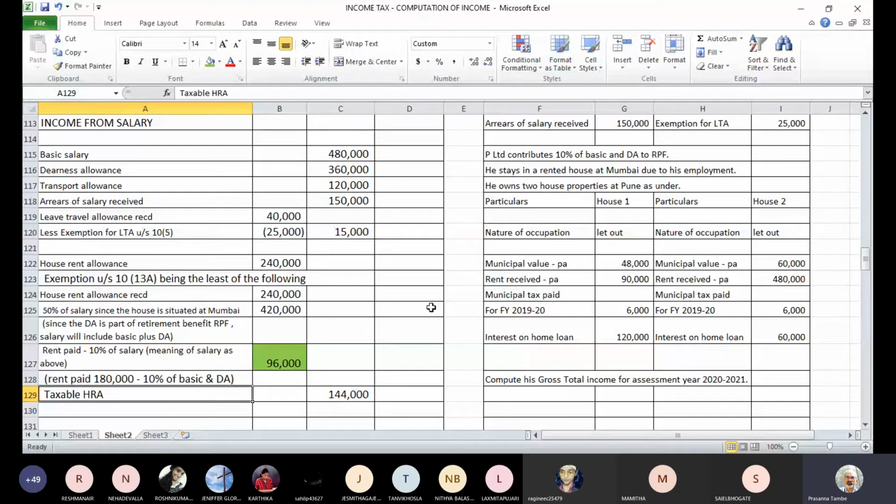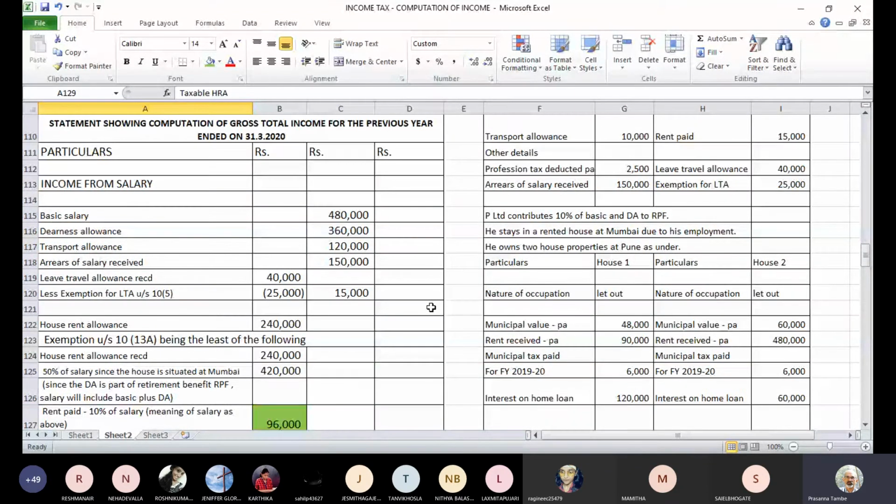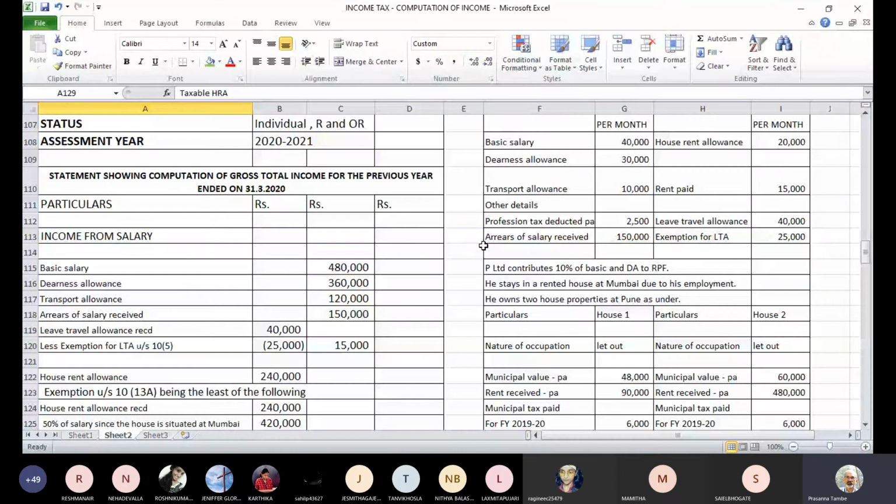Now let us go back to salary details. We have taken basic, DA, HRA, and the rent paid exemption is worked out. LTA we have taken. Arrears of salary we have also added. Profession tax is the one we have to think of now. When you go to the deductions, we have to think of this 2,500. And this P Limited is contributing 10% of basic and DA to RPF. It is not taxable. It is within the limit.